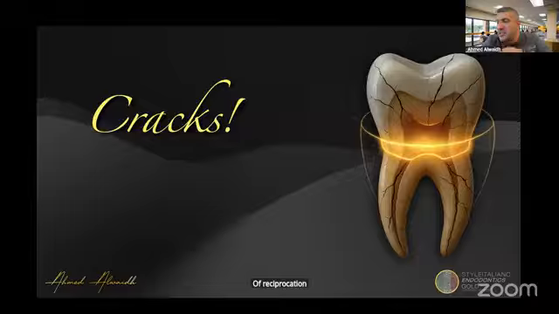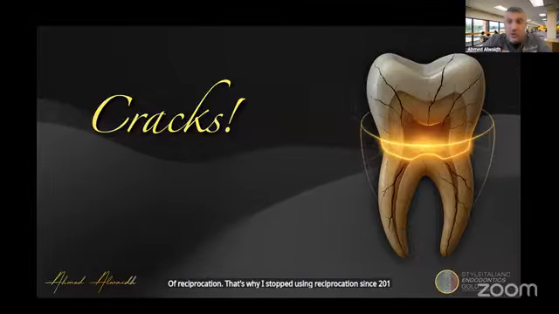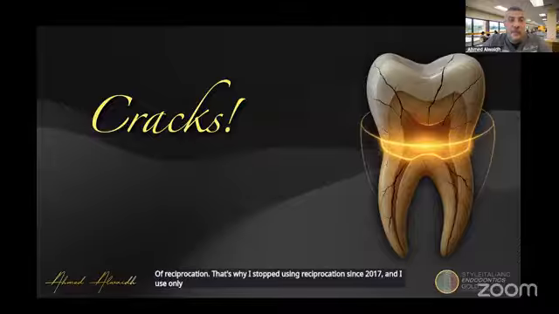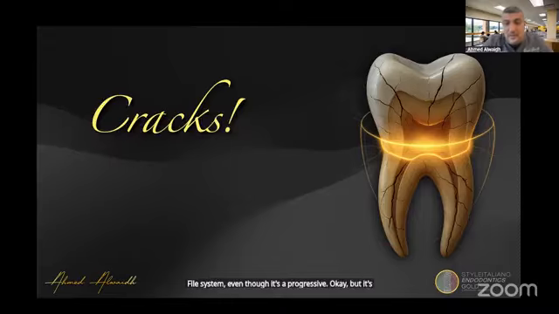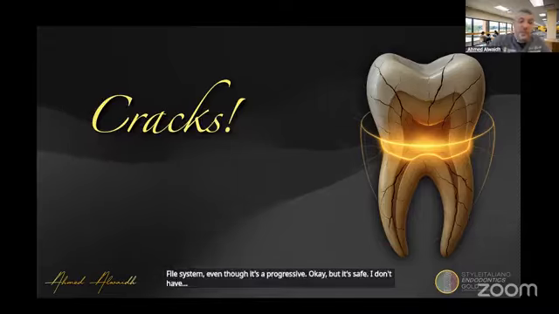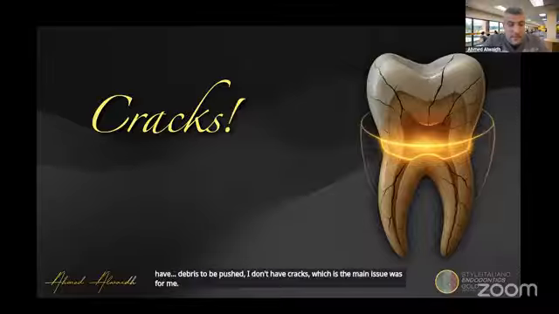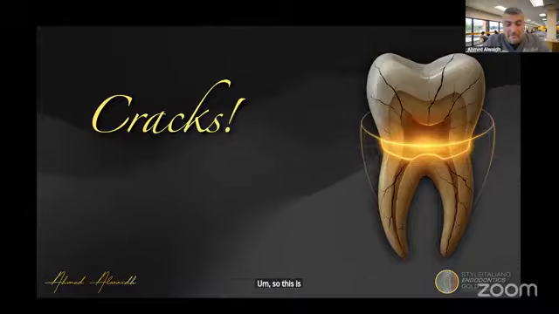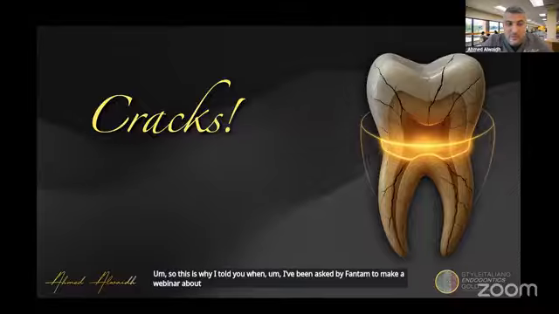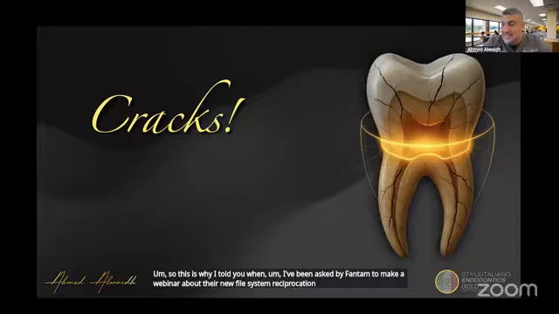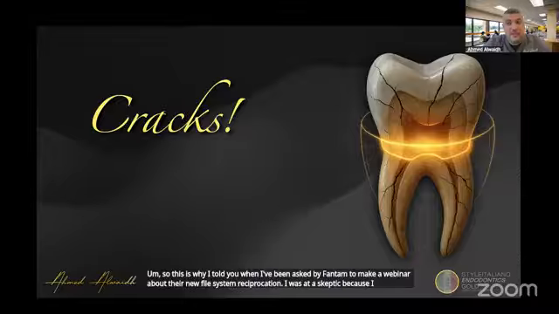That's why I stopped using reciprocation since 2017, and I use only rotary file system, even though it's progressive, okay, but it's safe. I don't have debris to be pushed. I don't have cracks, which was the main issue for me. So this is why, when I was asked by Fanta to make a webinar about their new reciprocation file system, I was a little skeptic because I'm not a big fan of reciprocation.